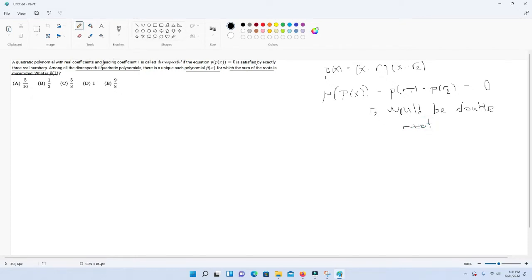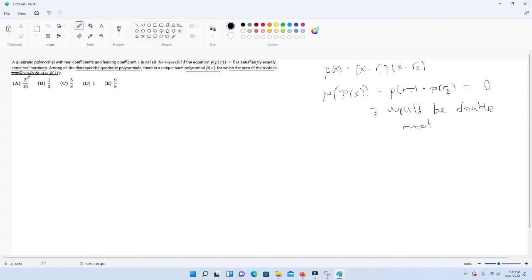So here, we kind of just summarized this first sentence in terms of mathematical expressions. We basically defined a p(x) with a leading coefficient of 1. We showed how it could be equal to 0, and how this would be satisfied for only 3 real numbers. Now the next part of the question is a little bit trickier, but still not that bad. So what does it say? Among all the disrespectful quadratic polynomials, there's a unique such polynomial for which the sum of the roots is maximized.